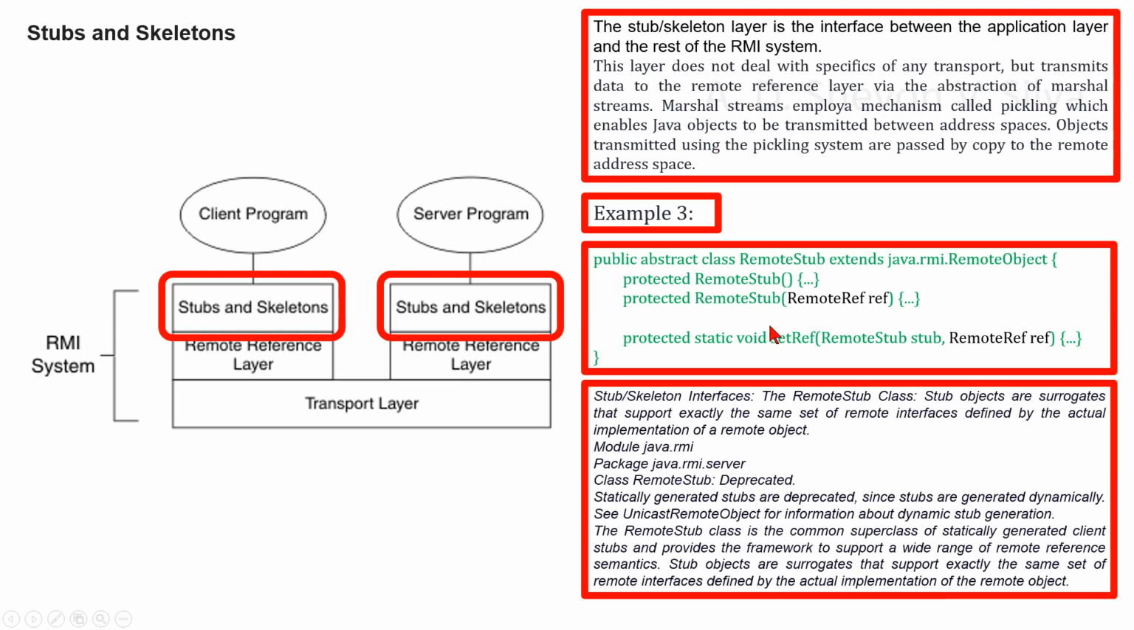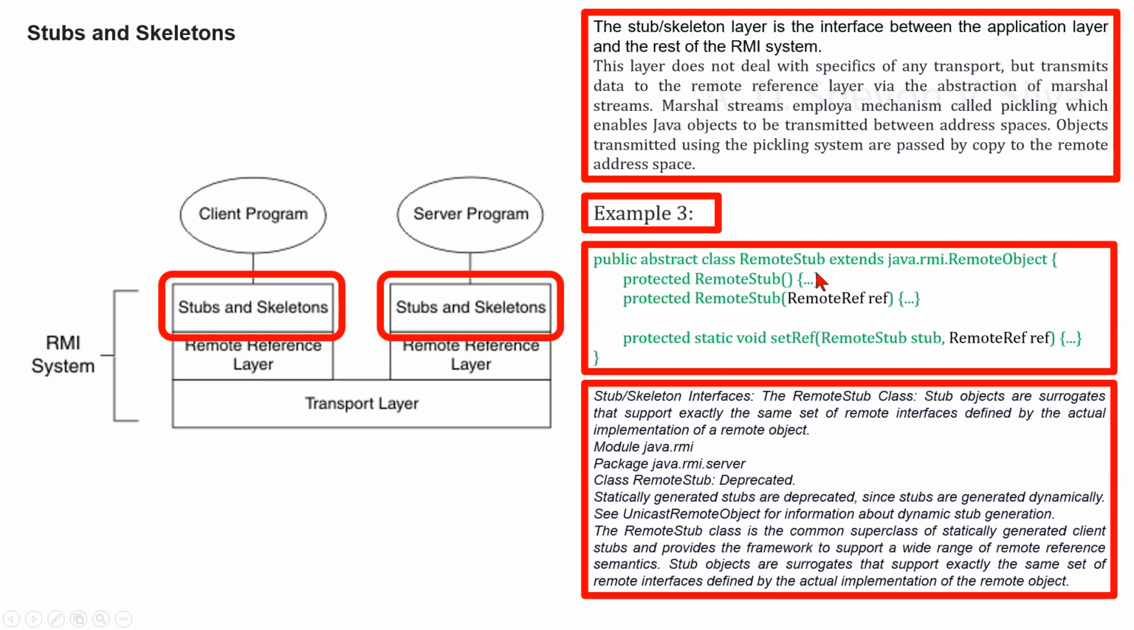Now we are considering the RemoteStub class in stub and skeleton interfaces. The stub objects are surrogates that support exactly the same set of remote interfaces defined by the actual implementation of a remote object. The class RemoteStub is deprecated. Statically generated stubs are deprecated, since stubs are generated dynamically. The RemoteStub class is a common superclass of statically generated client stubs and provides the framework to support a wide range of remote reference semantics.